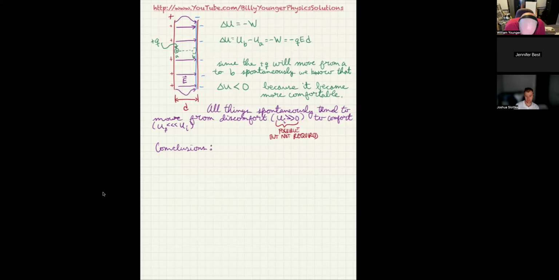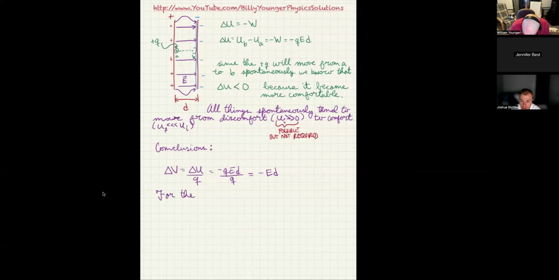So, since we're going to say delta V is delta U over Q, and we found that delta U was negative QED, then delta V is going to be negative QED over Q, and that's going to be negative E times D. Okay?